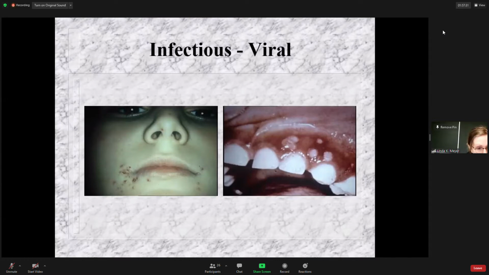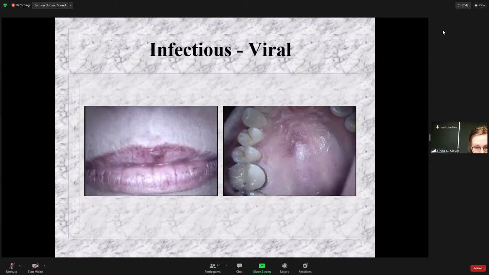Okay, so here's a case of, again, a common viral infection, herpes simplex 1. This is a primary infection with it. Often patients have recurrent ones. That's they have recurrent cold sores or fever blisters. Here's one healing on the lips, and some patients have them intraorally.